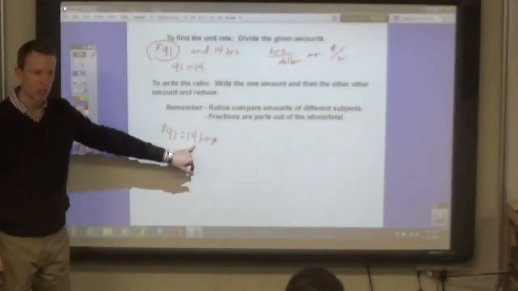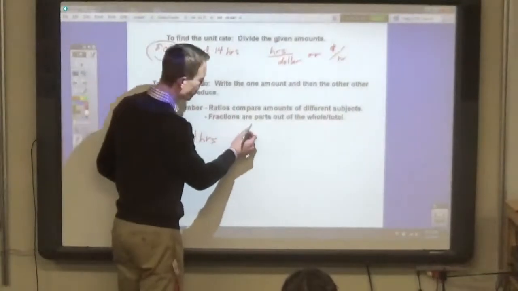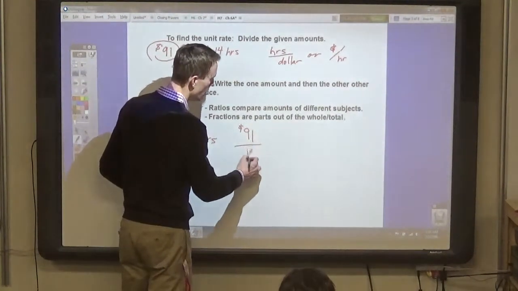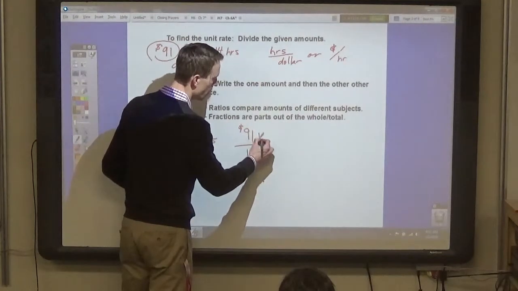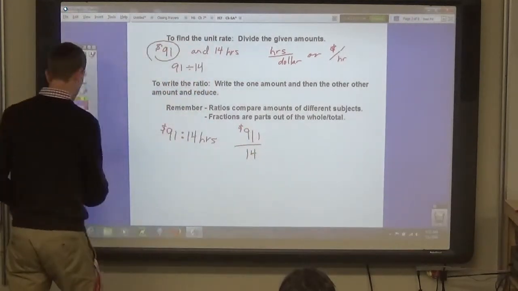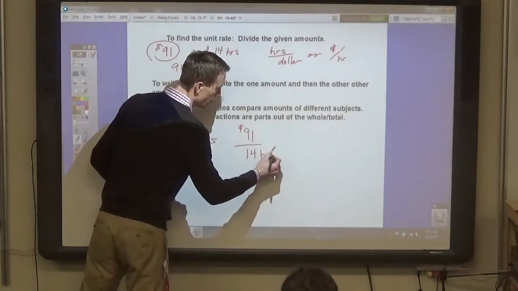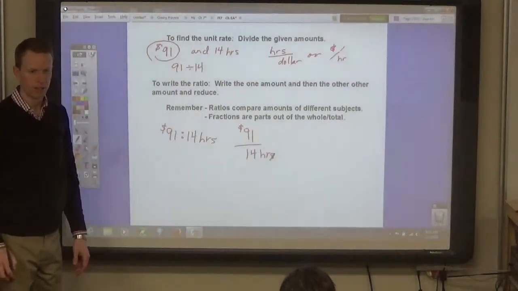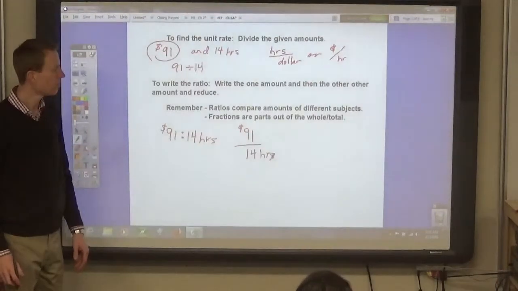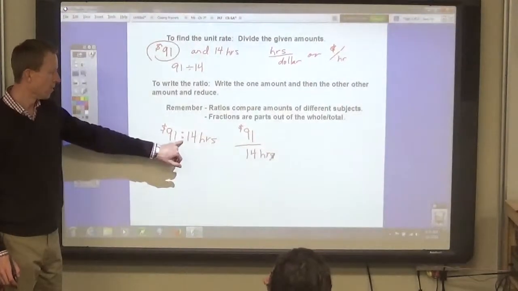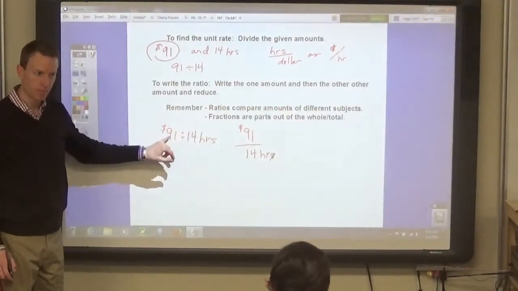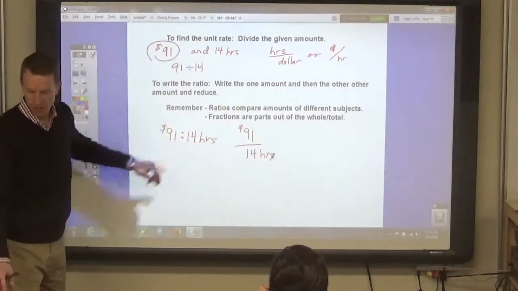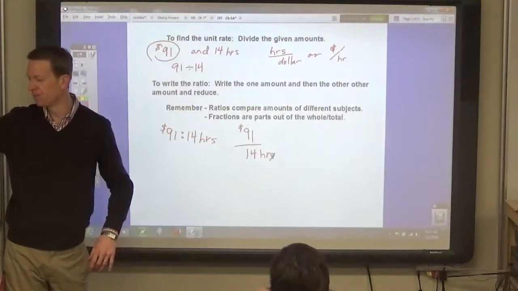Okay? Ratios can also be written as fractions. $91 to 14 hours. So these are written as ratios. Okay? This makes it a ratio. These are examples of ratios. Okay? Go to the other side.